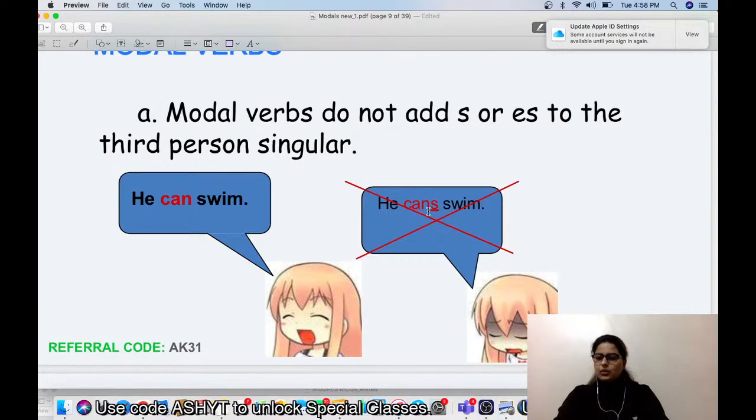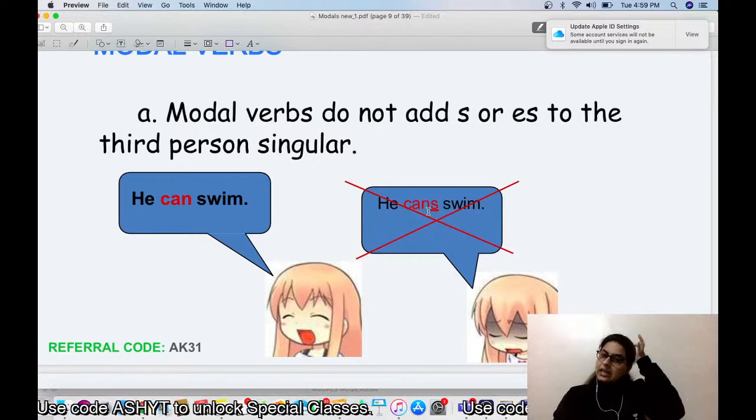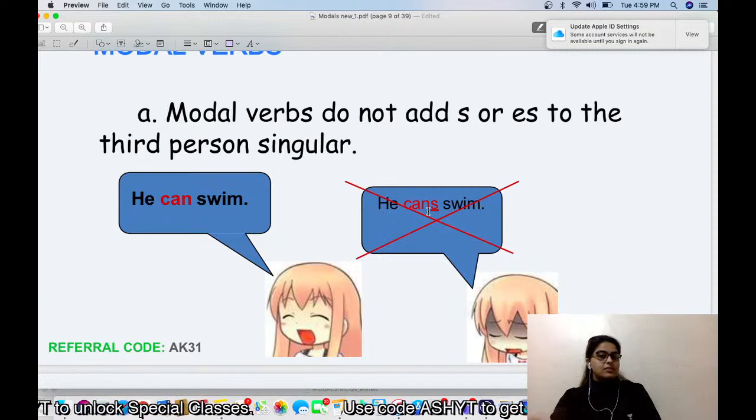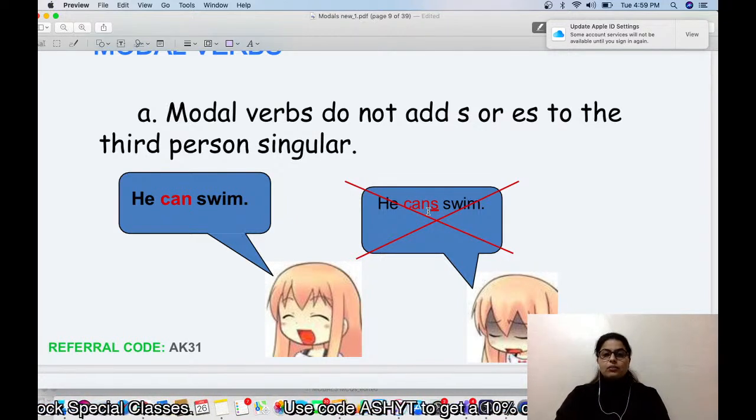Yeah, I'll give the Menti code in a while. You can't write he cans. You can't say she mights or she musts. You can't write like that. So the modal verbs are without S or ES form.